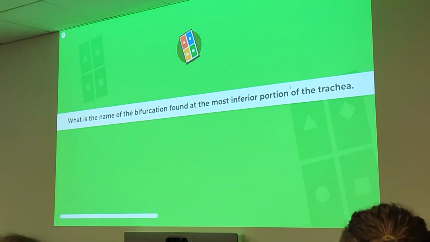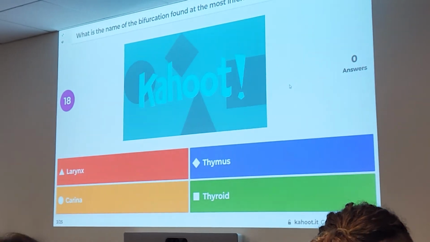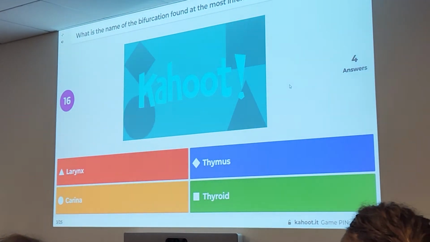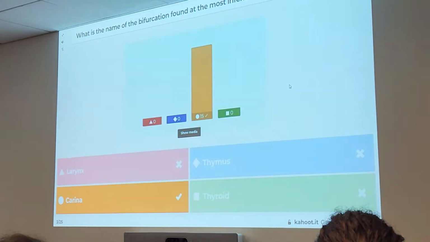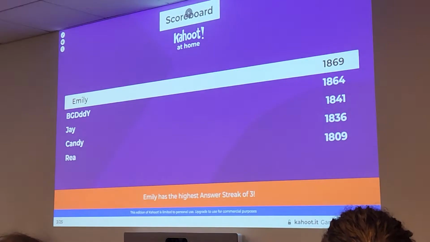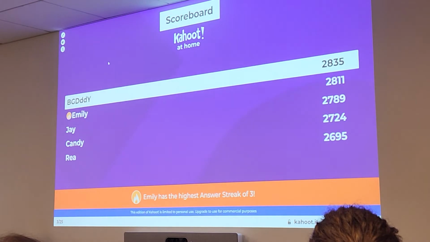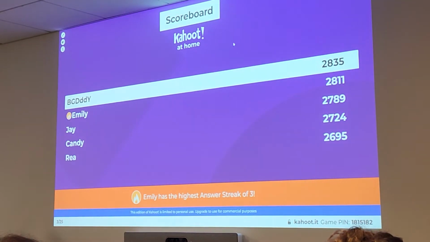What's the name of the bifurcation found in the most inferior portion of the trachea? You should know because you just labeled it. The carina, correct. What's the hint? This is the bottom. Oh, we all got that one. Very good. Emily's on fire, but Big Daddy takes first place.